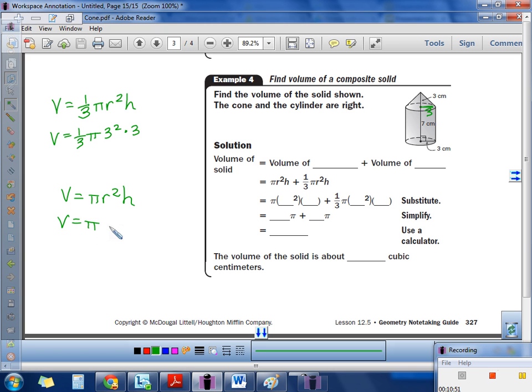We're going to pause there for a second, and now we're going to jump down to our cylinder. So that's pi. What's our radius of our cylinder? We said it was 3. And what's the height of the cylinder? It's a 7. The whole cylinder is a 7.